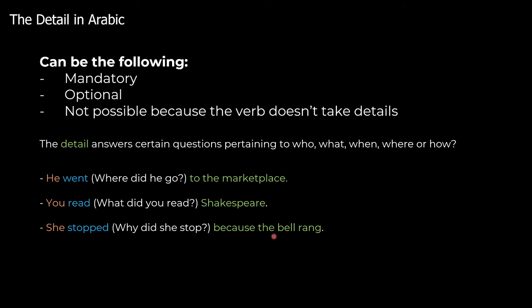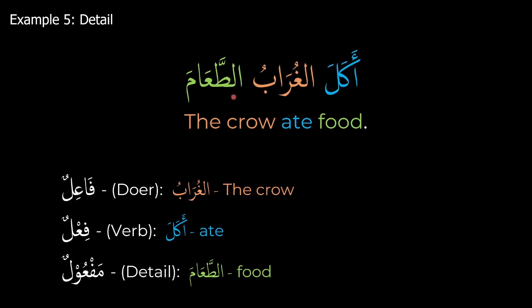But in Arabic, the detail is actually easier to distinguish because it'll always be in the state of nasab as long as the fragment allows for it. So, for example, we have أكل الغراب الطعام, right? And here akala is going to be our fi'il, right? And al-ghurabu is going to be our fa'il because it's in a state of rafa. It comes after the fi'il and it matches in gender with the fi'il. Both of them are masculine. And al-ta'ama is going to be our maf'ul, as you can see, because it's in a state of nasab. So this becomes the crow ate food.